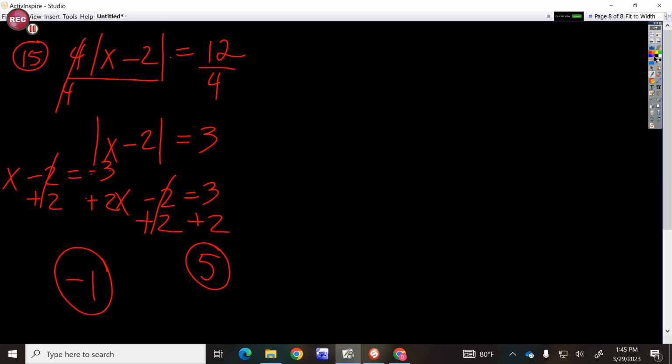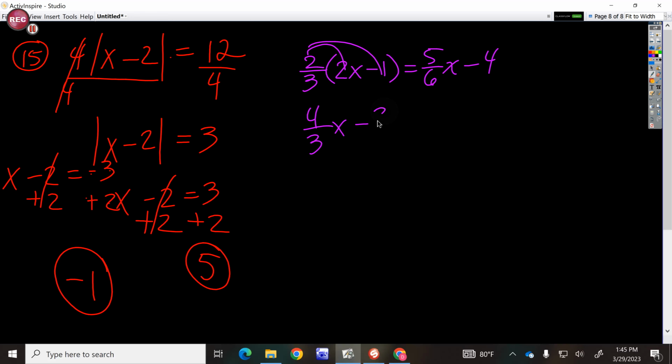2 over 3, parentheses 2x minus 1, equals 5 over 6x minus 4. So in this question, what I did was, a million ways to do it, remember. What I did was distribute, which gave me 4 over 3x minus 2 over 3. And then I brought down everything else. Now I'm ready to get rid of these fractions.